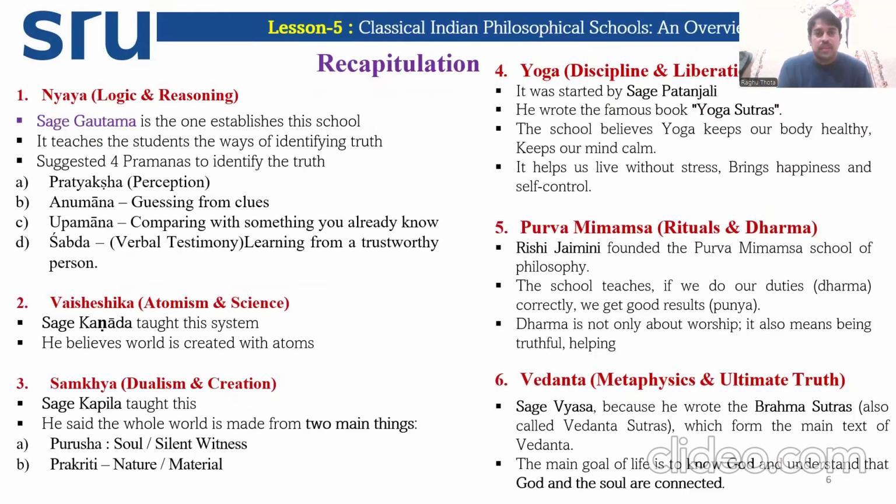Lesson number 5, classical Indian philosophical schools. An overview. There were 6 schools proposed by our ancestors during ancient India. Every school has its own significance. For example, if you take the school of Nyaya, which focuses on logic and reasoning, sage Gautama established a school during the ancient time.